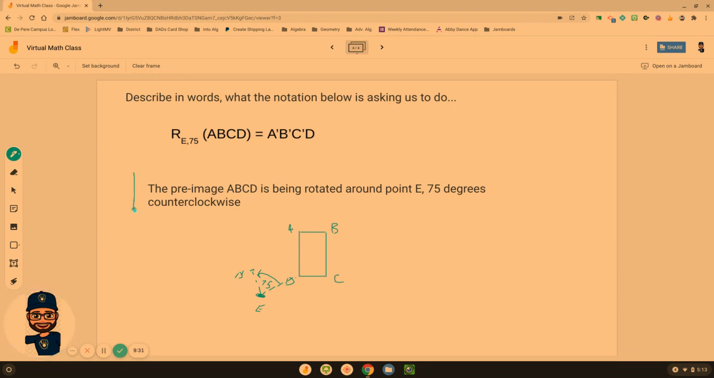But really, I'm hoping that you will be able to type in an answer like that. The pre-image ABCD is being rotated around what point? Around point E, 75 degrees, and then which direction? In this case, counterclockwise. All you've got today are 6 problems to try and practice this notation part. The notation is most important. Once we get that, we'll be able to draw and find some angle measures.